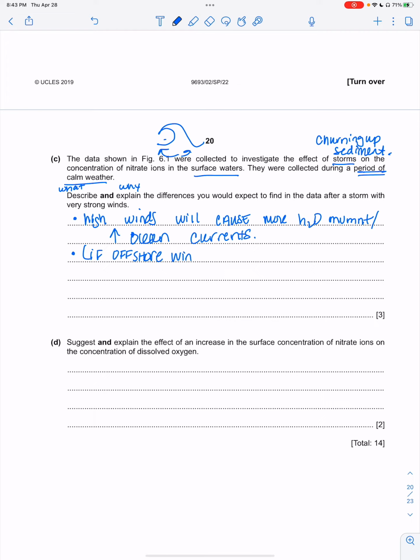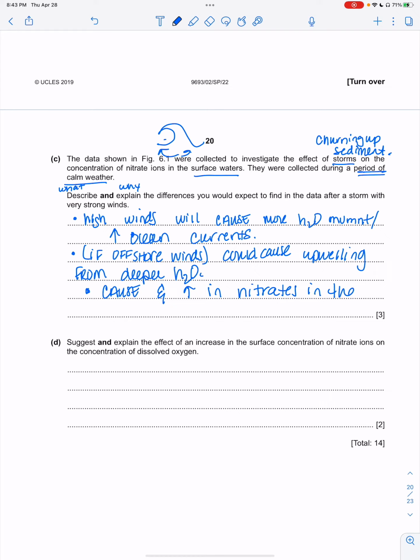If offshore winds could cause upwelling, deeper water, and this would cause an increase in nitrates in the surface water.